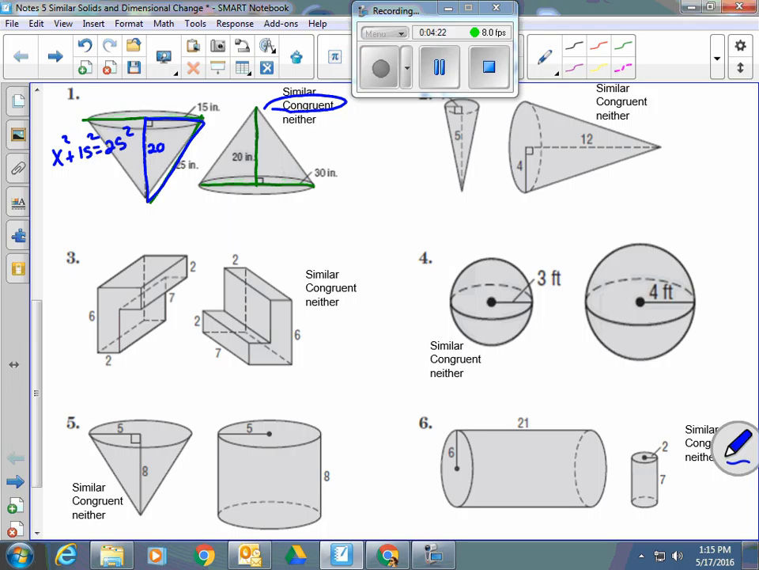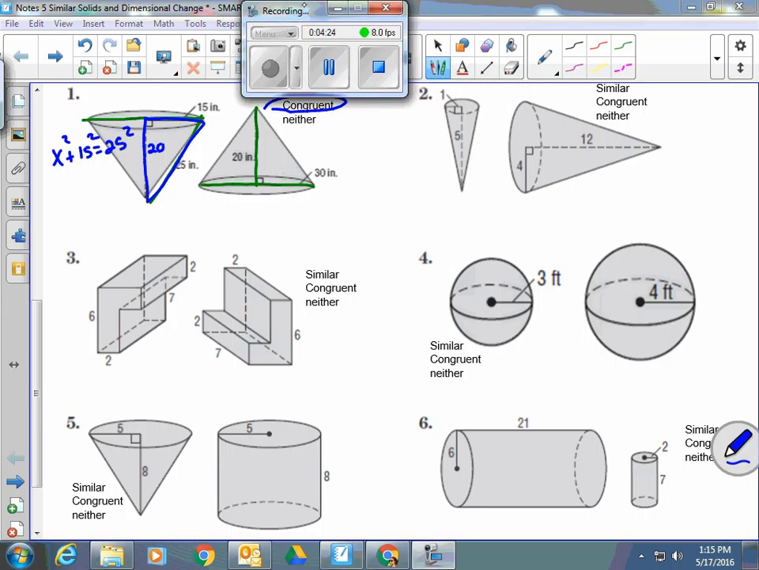Okay. Next one. How many of you think they're similar? Raise your hand. Congruent?